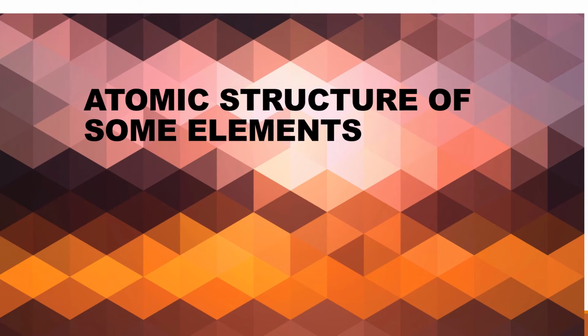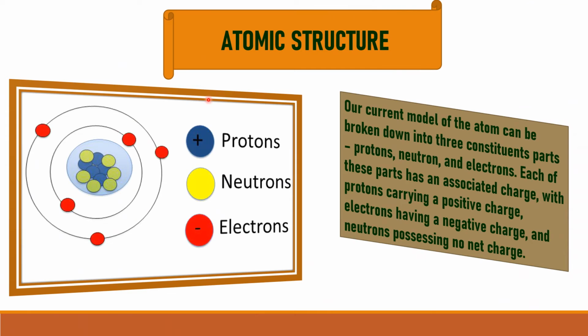So today my discussion topic is atomic structure of some important elements. First I am starting with the structure of an atom. Our current model of the atom can be broken down into these constituents. These three constituent parts, that is protons, neutrons and electrons.